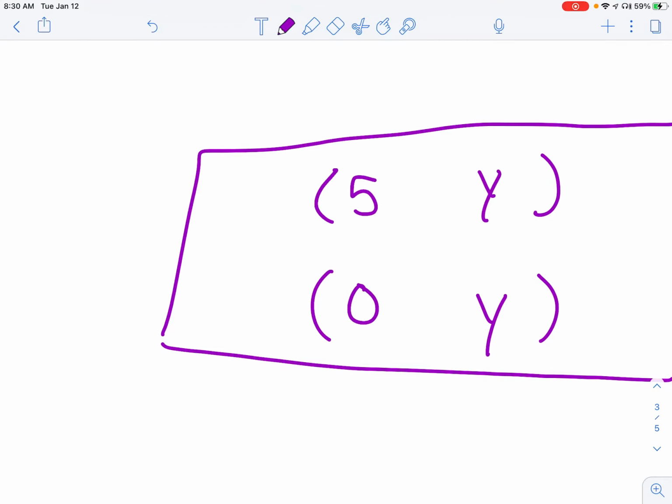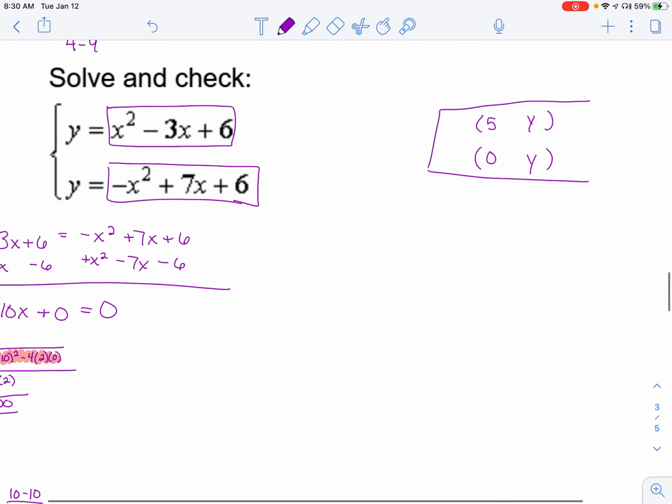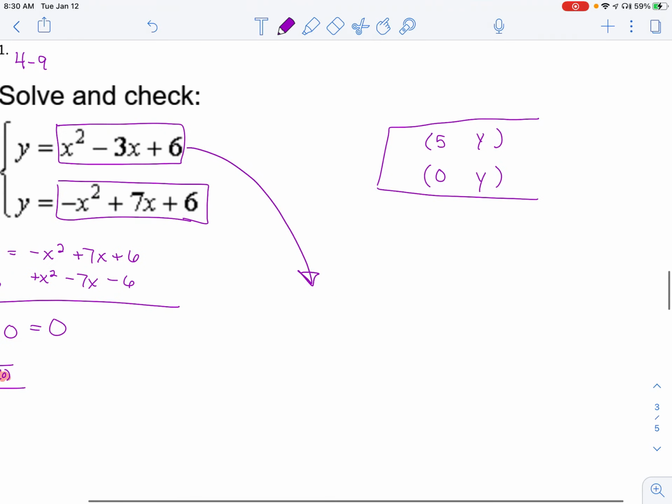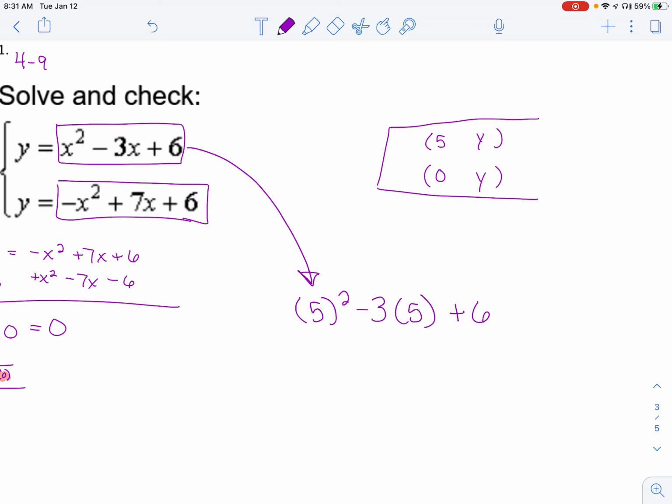Now I got to go back and get my y values, okay? So my y values come from plugging those in. I'm going to choose to plug them into this one because that looks a lot easier than the negative in the front. So I'm going to do 5 squared minus 3 times 5 plus 6. Let's see, that's going to be 25. 25 minus 15 is 10. 10 plus 6 is 16. And then I'm going to plug in 0. So 0 squared minus 3 times 0 plus 6, that's just 6.